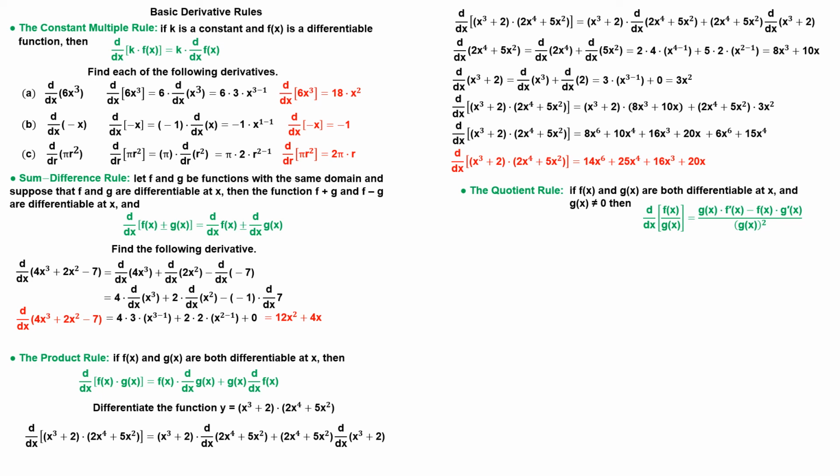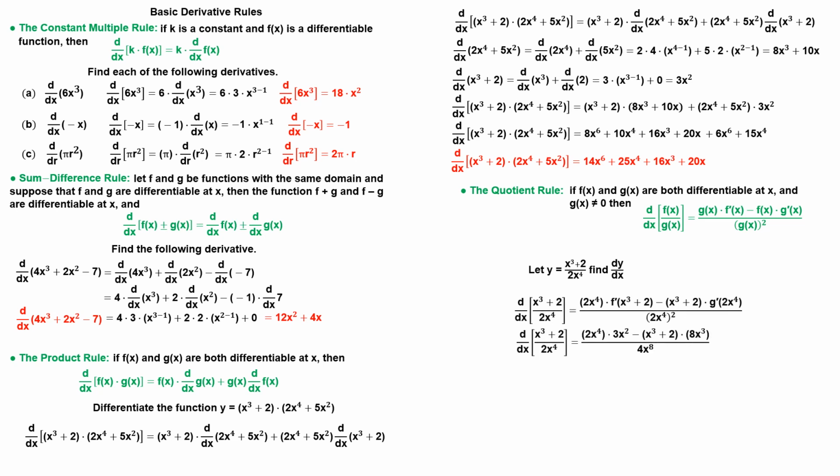Let's see how it works. We apply the quotient rule. Multiply the denominator by the derivative of the numerator, minus the numerator times the derivative of the denominator, divided by the square of the denominator. After factoring and simplifying, we get the result.